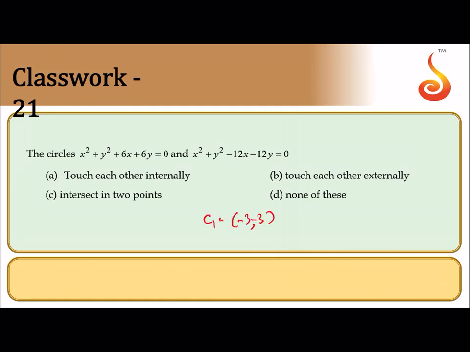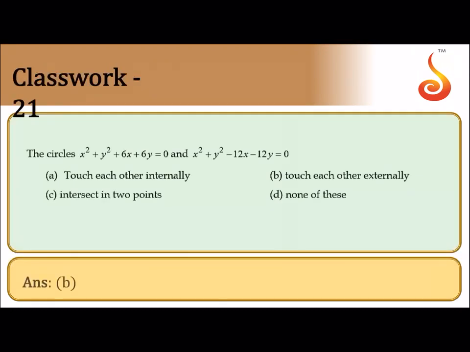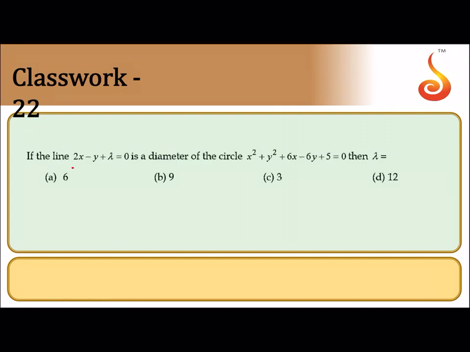Now for these two circles, same concept, you can do it on your own. Center is (minus 3, minus 3) and R1 will give you, 9 plus 9, 3 root 2. Similarly, C2 will give you (6, 6) and R2 will give you 36 plus 36, which is 6 root 2. Then you can further find it out. Question number 21, they touch each other externally. It's the same question, you can try on your own also.